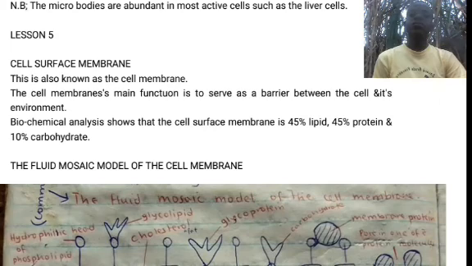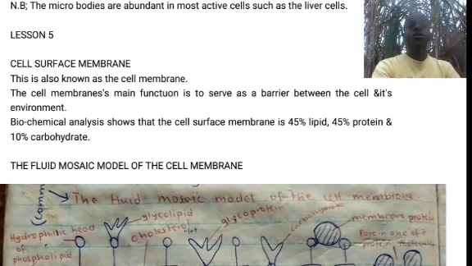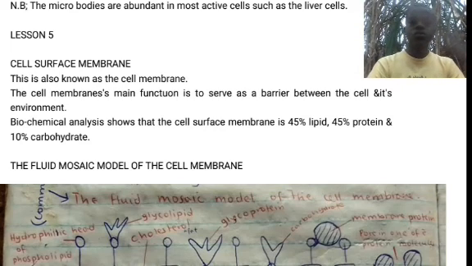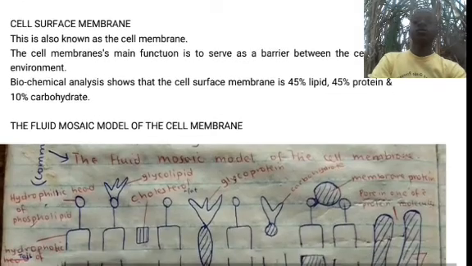So now, when you check on the biochemical analysis of the cell, it shows that it is made up of 45% lipid, 45% protein, and then 10% carbohydrate. That was an analysis that was carried out to find out what makes the cell surface membrane.